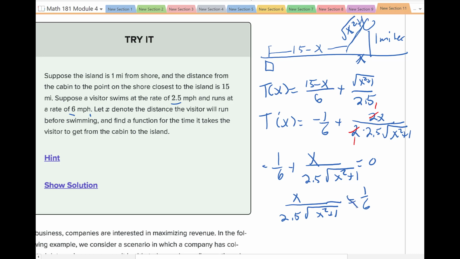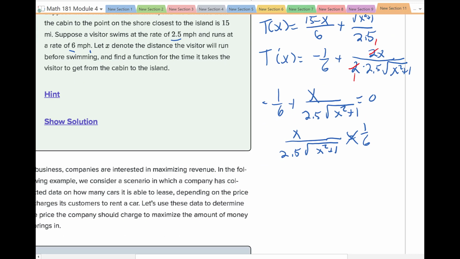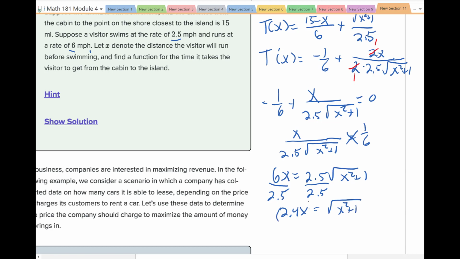We're going to cross multiply. So 6x equals 2.5 times the square root of x squared plus 1. At this point, I think it's worth dividing both sides by this 2.5, because that'll give us 2.4x equals the square root of x squared plus 1. And then we can square both sides.